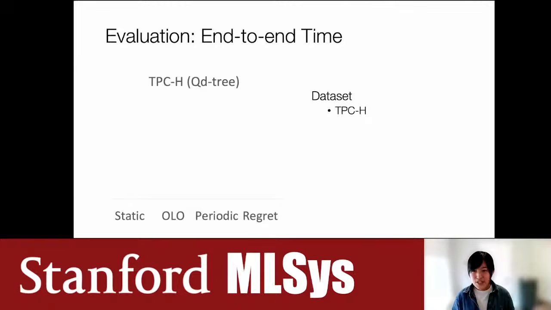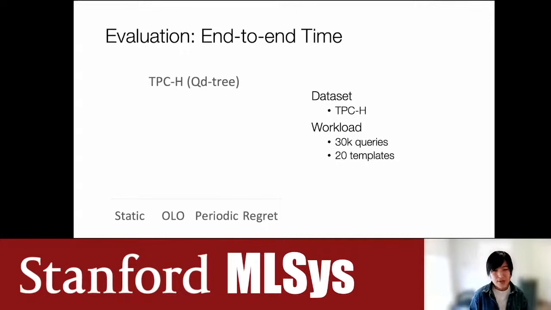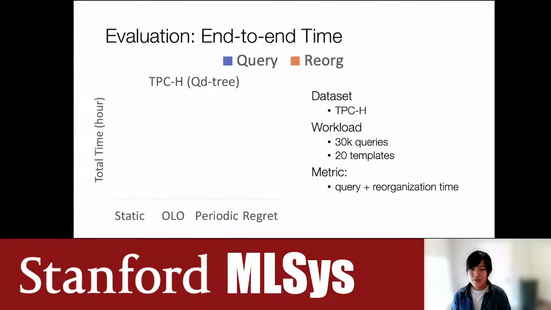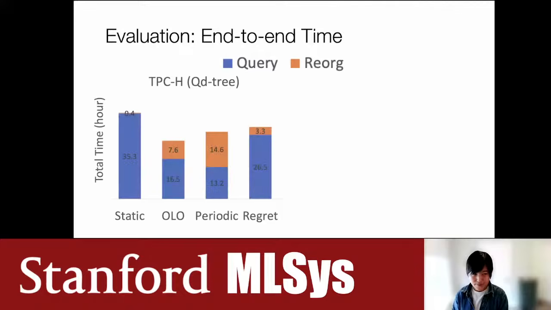And then again, on the TPCH data set, for the workflow, we include 37 queries generated from 20 templates. To simulate workflow change, we streamed queries from one template for an arbitrary amount of time and then switched to another arbitrary template. And we measure query and reorganization time.